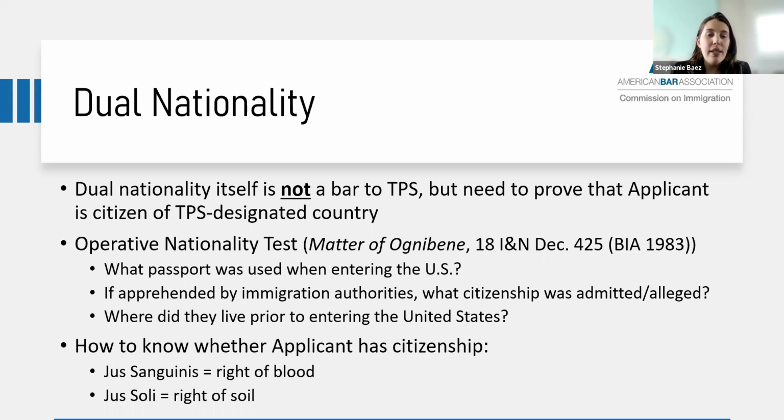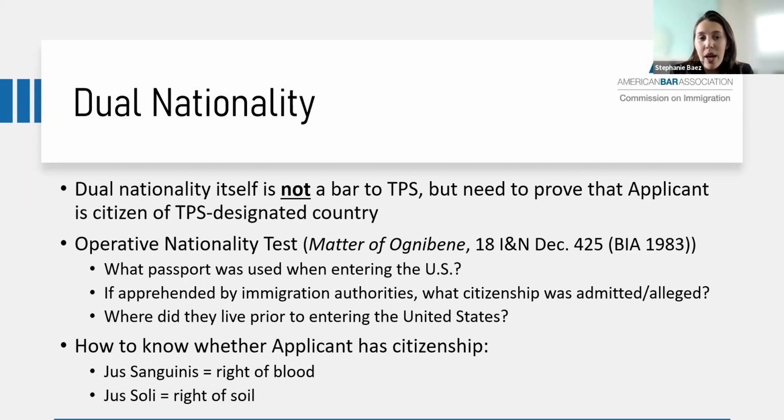And the dual nationality itself is not a bar to TPS, but you need to be able to prove that your client is actually a citizen of the TPS designated country. So if your client, for example, is a citizen of both Haiti and Chile, that's not necessarily a bar to TPS, but you do need to be able to show and prove that they are a Haitian national.